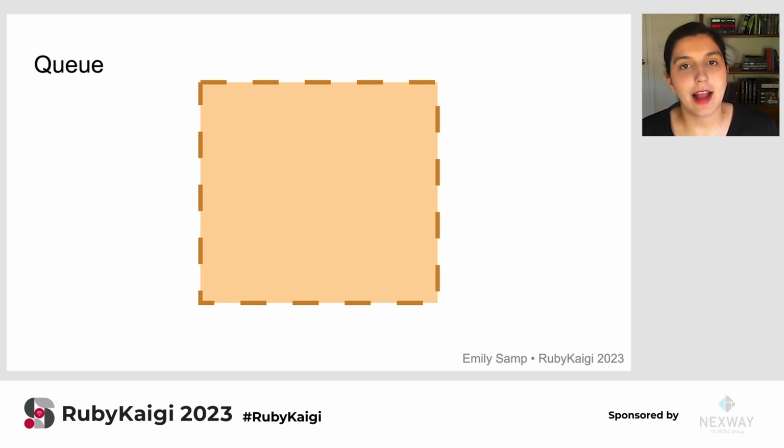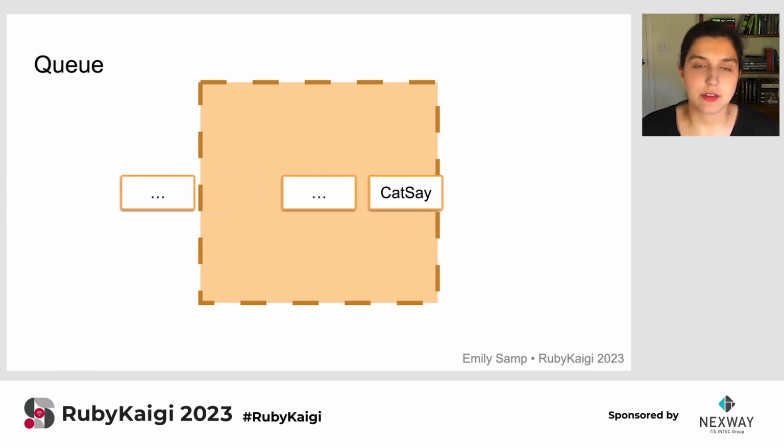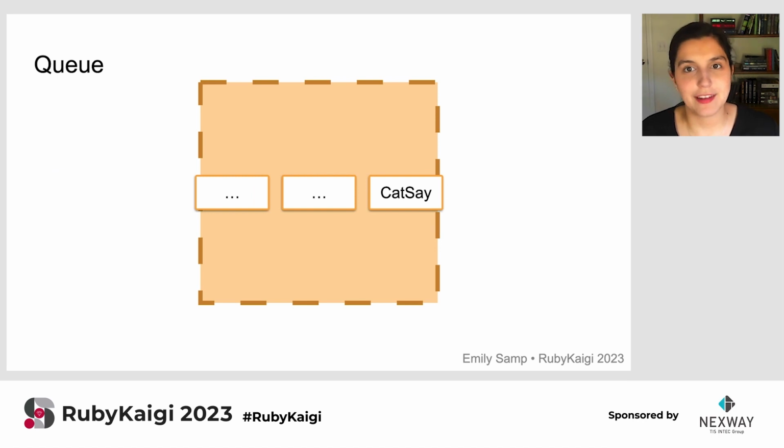Earlier, I said that items in the queue are going to represent parts of the gem's code. Broadly speaking, these items are going to correspond to constants, that is, Ruby classes and modules defined in the gem. In our catSay example, we only have one constant so far, which is just the catSay module, but in most gems, there's going to be more than one, so I've added some other blocks to the slide for the purpose of demonstration. In order to populate the queue, Tapioca actually uses Sorbet under the hood.